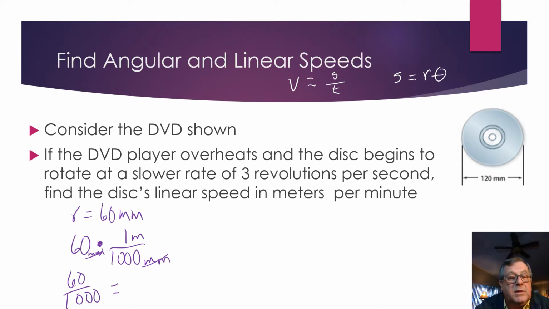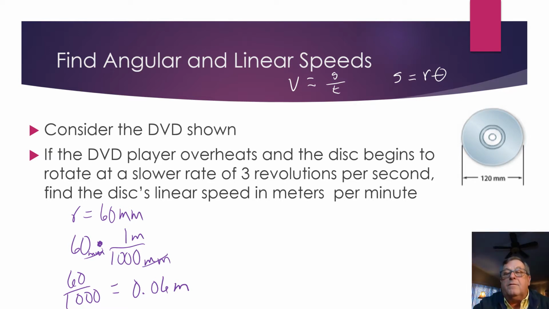and that is going to equal, let's see, we've got a couple of zeros we could cancel out, right? Oh, I don't know, I'm just going to be careful. 60 divided by 1,000, rather than do it in my head, is 0.06 meters. All right, so 60 millimeters, which is the radius, half of that diameter, is 0.06 meters.